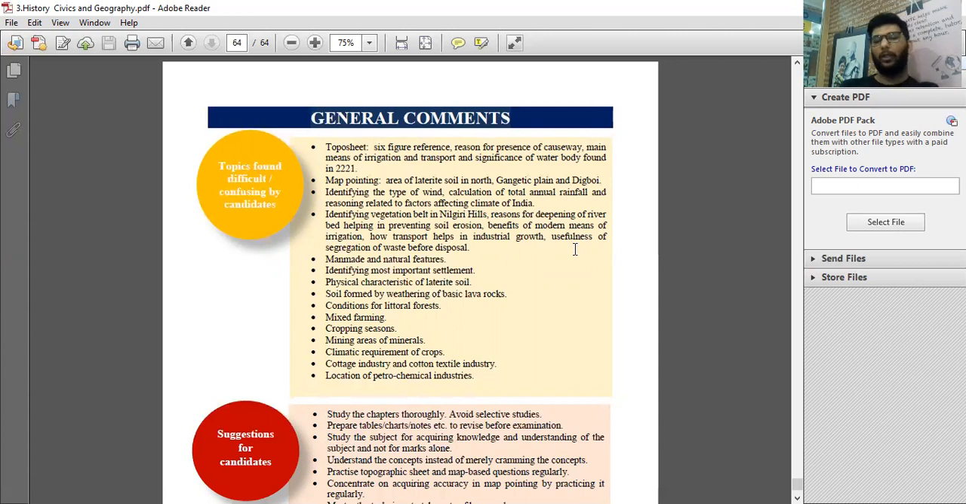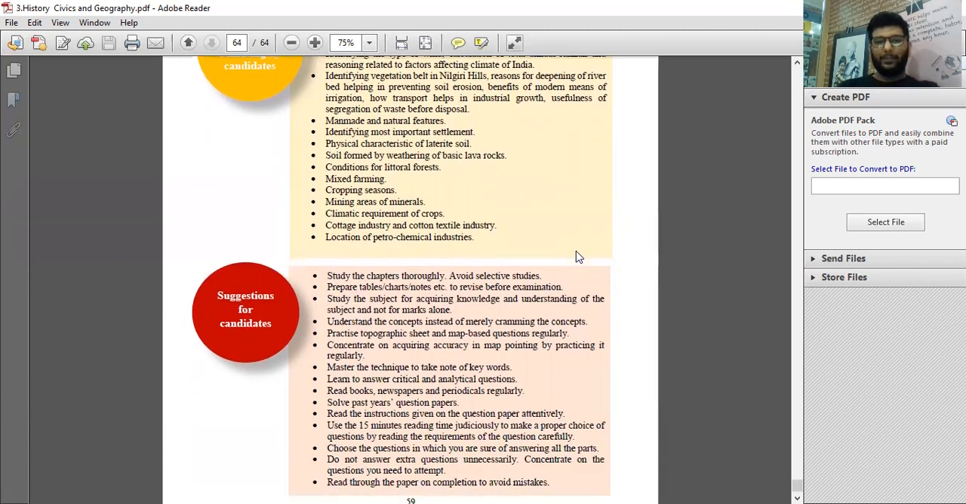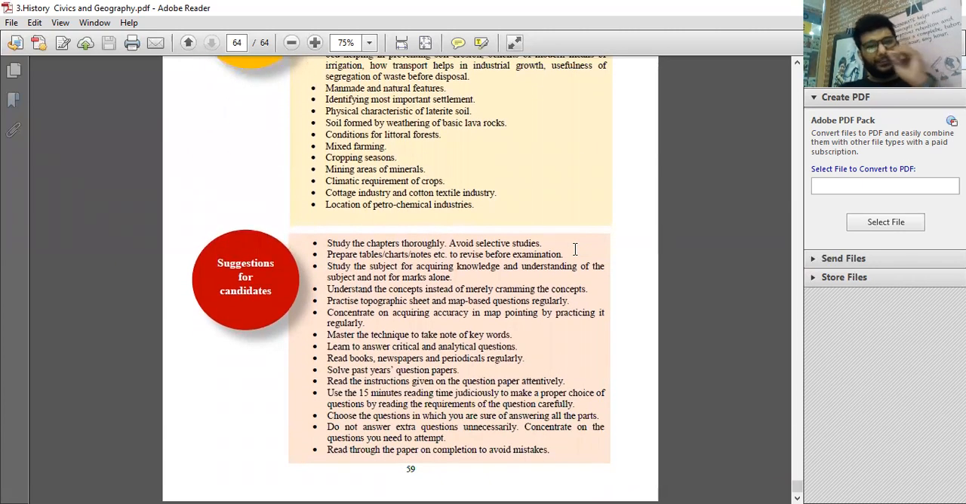Again, when it comes to settlements, characteristics of soil, mixed farming, the cropping seasons, mining areas, climatic requirements. These are the pointers which you should find easy, provided you've read it, or else you'll find it difficult. Chapters, please read them thoroughly at least once. Read it once, but read it thoroughly.